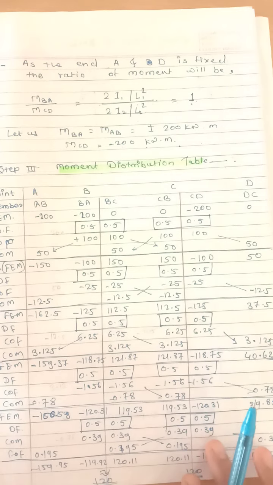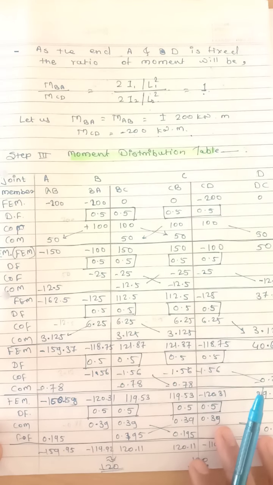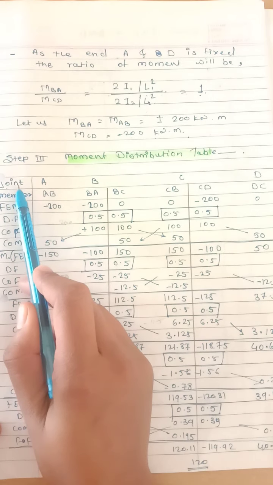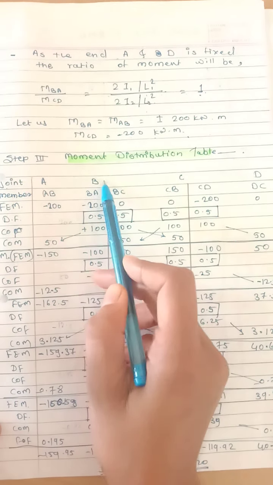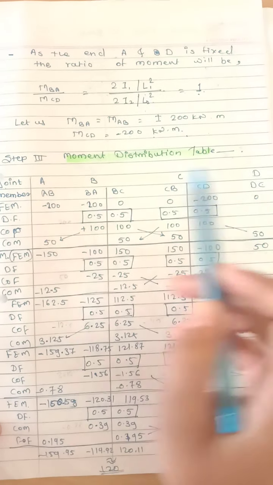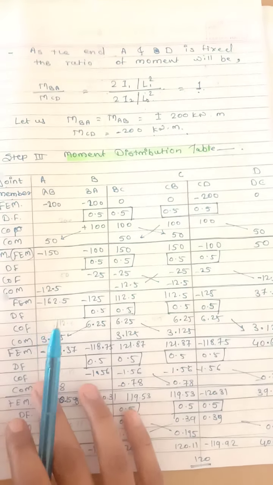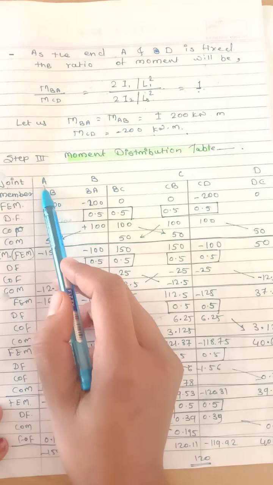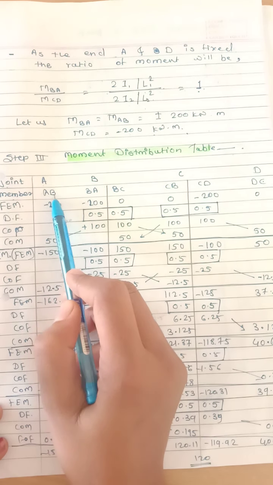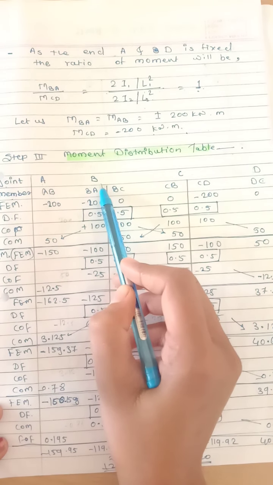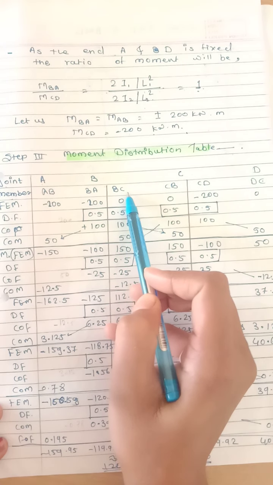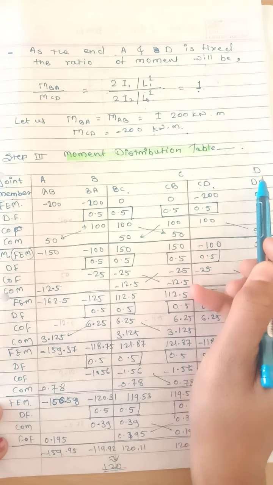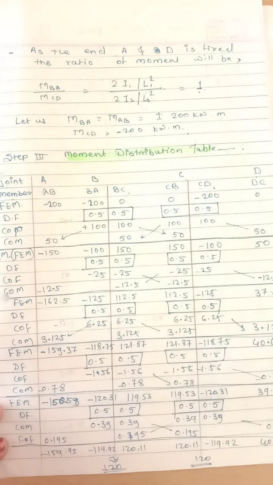So here, in the moment distribution table, the first row is joint. There are 4 joints: A, B, C and D. The next row is member. Over joint A, member AB acts. Over joint B, members BA and BC act. For joint C, members CB and CD act, and at the last joint D, member DC acts.